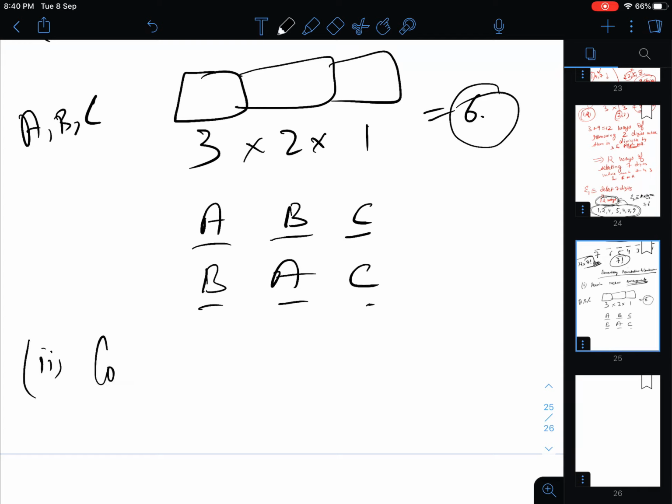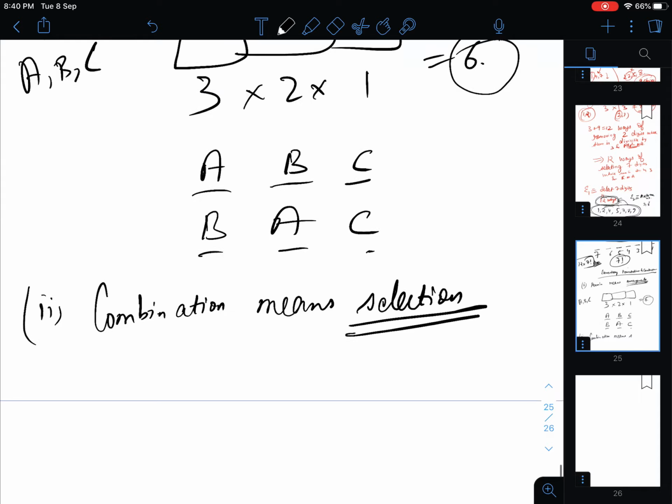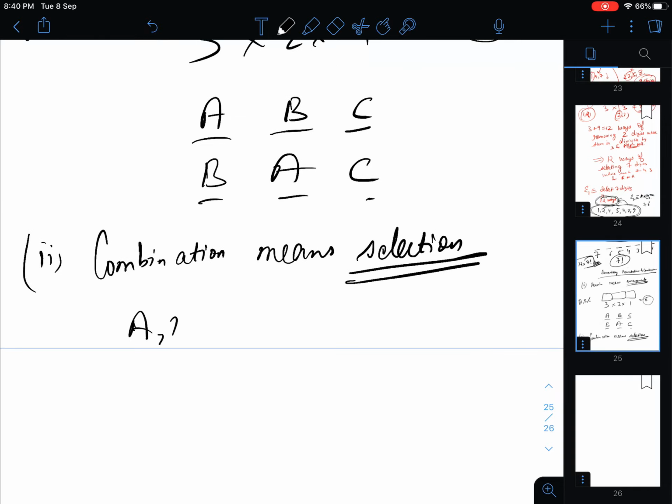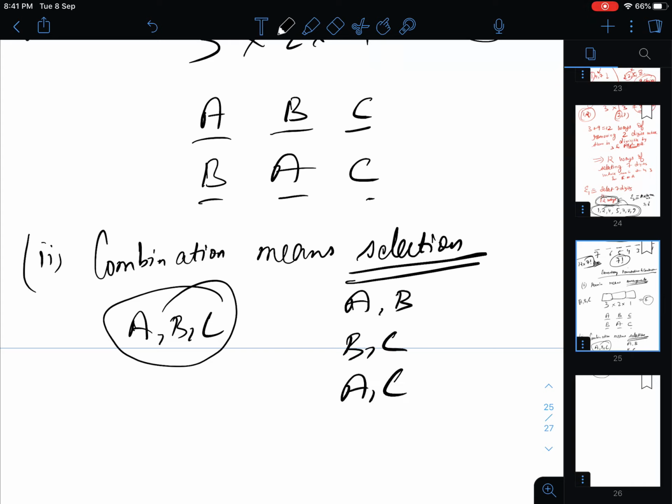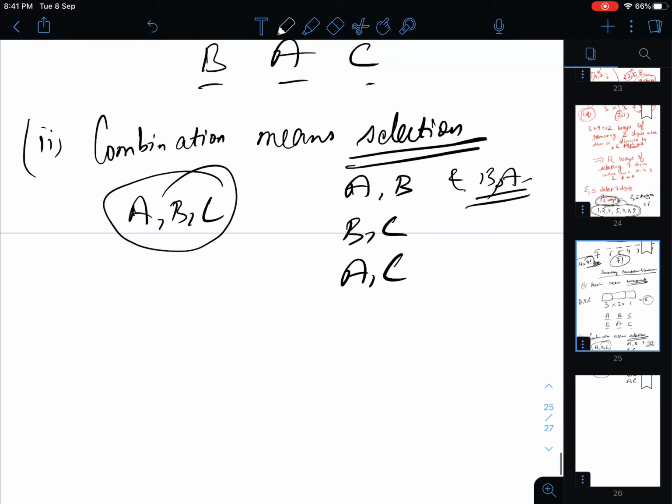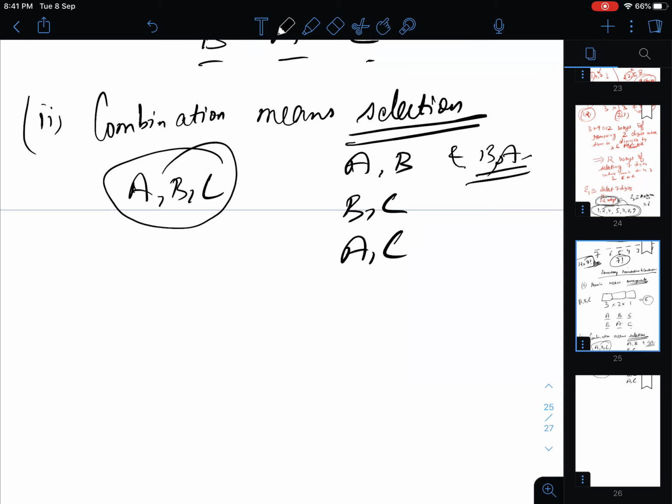Second point is combination. Combination means selection. Okay, so if we have, let's say, 3 objects and we would like to select 2 objects from these 3 different objects, then what are the possible choices we have? They are A comma B, B comma C and A comma C. Note that ordering is immaterial here. A comma B and B comma A both are the same choices, so ordering is irrelevant.